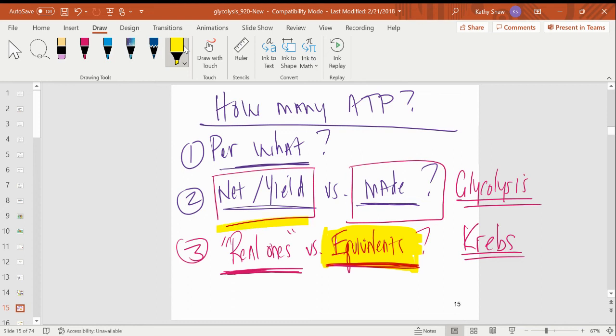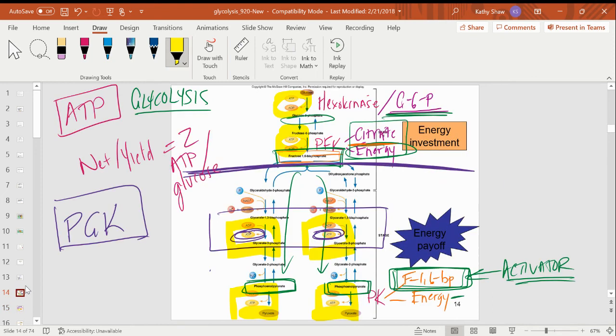Or no one's ever going to say real ones. They're just going to say how many ATP. But if they don't say equivalents, they don't mean equivalents. Trust yourself. That's where you guys start second guessing yourselves. They don't say equivalents, they mean real ones. How many ATP? How many of the real thing did you make? Okay, so you have to know those things to be able to answer your how many ATP questions.